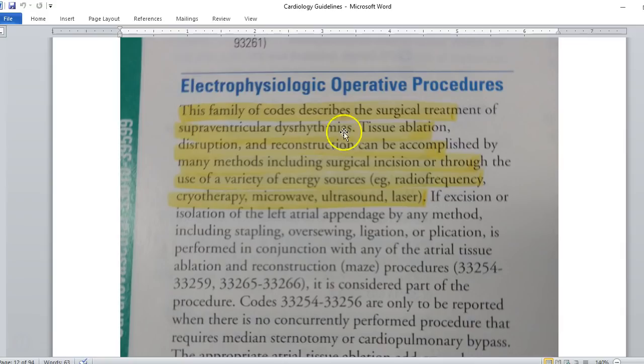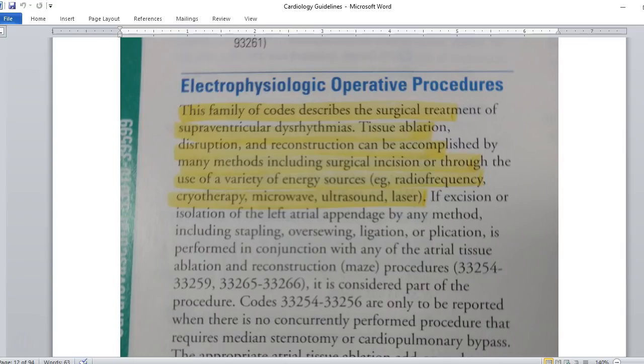So as it tells us, it can be accomplished by many methods, including surgical incision or through a variety of energy sources: radiofrequency, cryotherapy, which is cold, microwave, which is usually hot, ultrasound, or even laser. Lasers can be hot or cold. So again, these procedures were specifically dealing with the different ablations of the part of the heart.